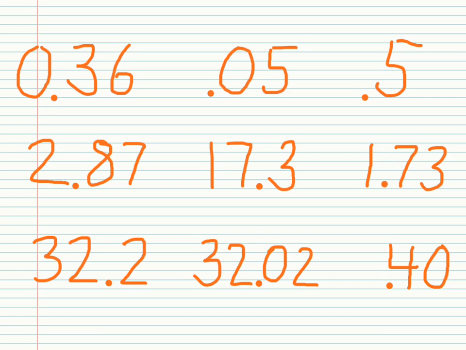Now, to be honest, most people, even adults, especially adults, are not going to read these numbers the way we just did. They're just going to say 2.87, 17.3, 32.02, rather than 32 and 2 hundredths. And that's just a quicker way of doing it, and people will understand. But technically, mathematically, this number would not be 32.2. You could say 32 and 2 tenths. So that took a while. Let's get to the homework now and see how it goes.